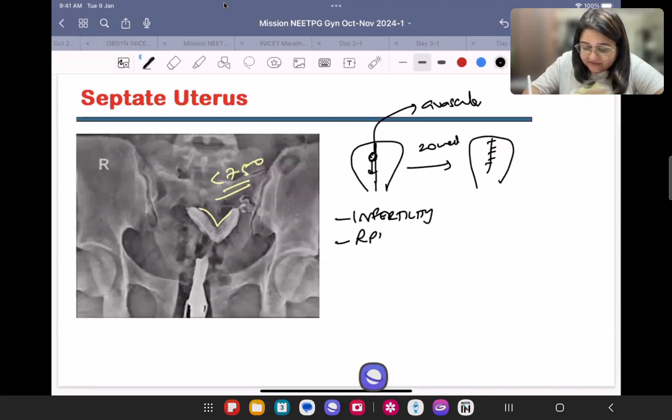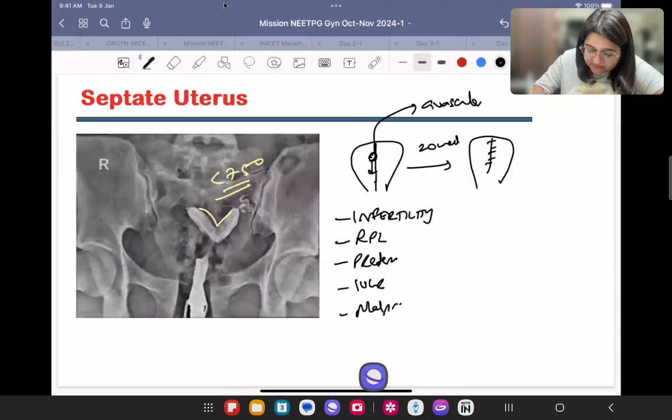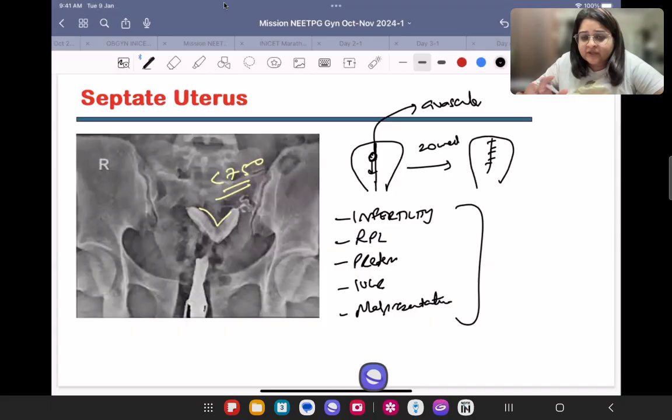So infertility, recurrent pregnancy loss, preterm, IUGR, malpresentations, same set of complications you will see in unicornuate, in bicornuate, in septate uterus, and to some extent in didelphys also. Okay, so this is what you will come across.